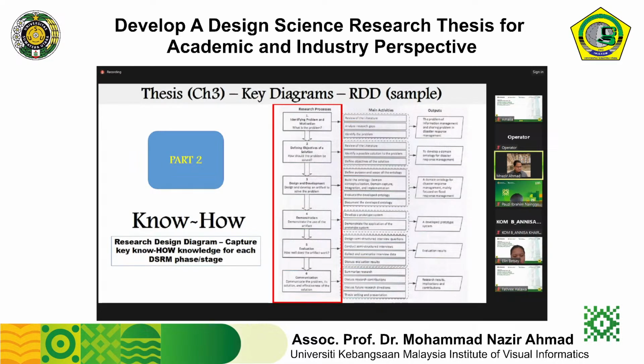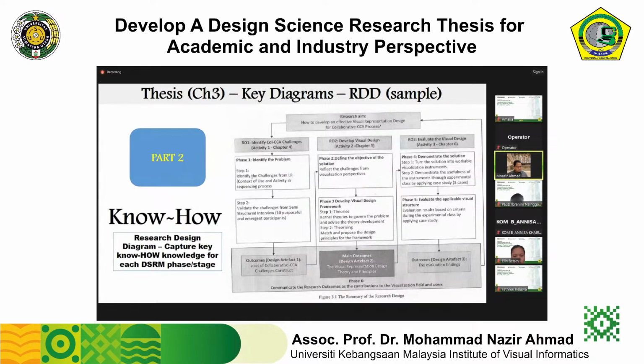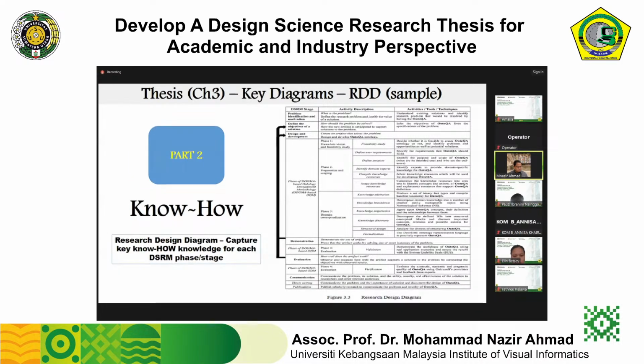So for the RDD, there is no one-size-fits-all diagram. It depends on your creativity to build. But the main idea of a research design diagram is you show the examiner how you specialize the template of design science research methodology and what the know-how is. Know-how means the operational activities that you did during each design science research methodology stage. Right? This is another example from my student, a PhD as well, graduated. This is also from a PhD.